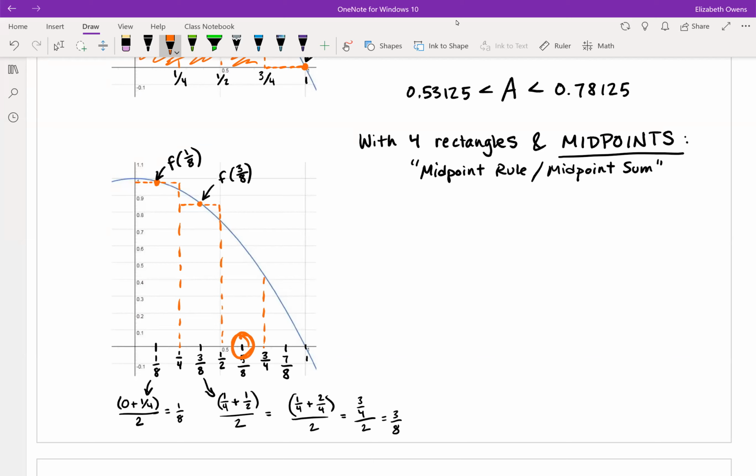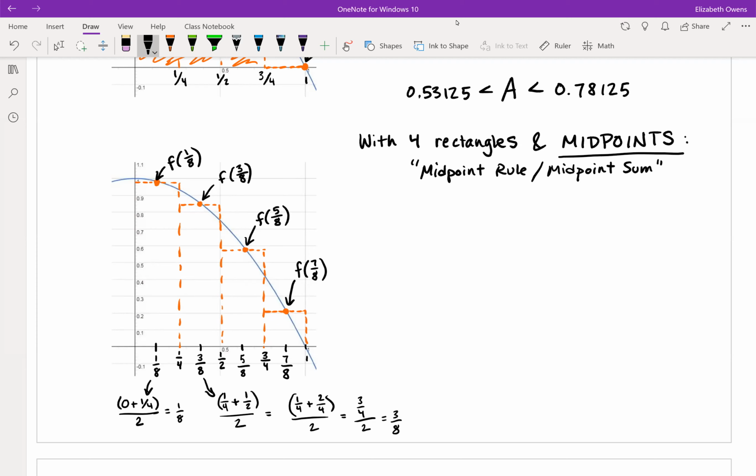Then rectangle number 3, you would use 5/8. Go right here, use that point to set the height. Okay, so your height is going to be f of 5/8. And then for the last one, use 7/8. That point right there sets the height. Okay, and that point is f of 7/8.